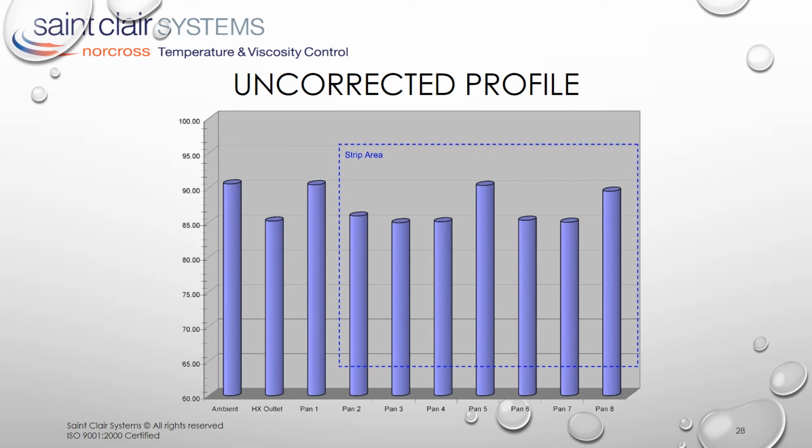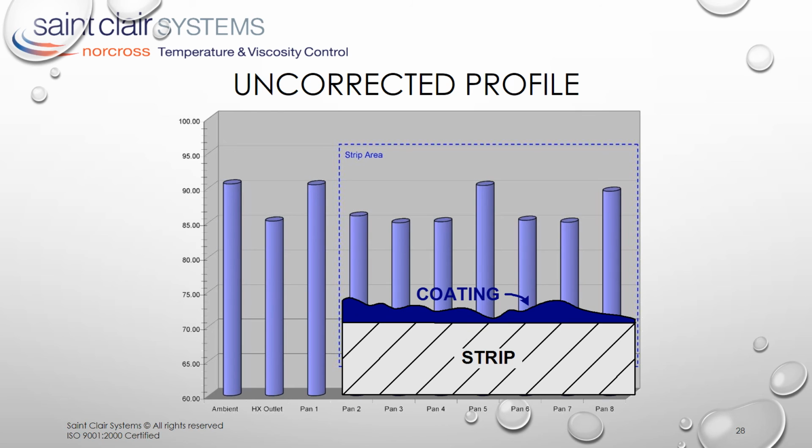And here we can see the effect of this uncorrected temperature profile on edge-to-edge film build. We can see that the areas of higher temperature result in lower viscosity, which produces a thinner film, whereas the cooler areas result in higher viscosity and produce a heavier film. Note how much it looks like the variations we saw in the spray system.